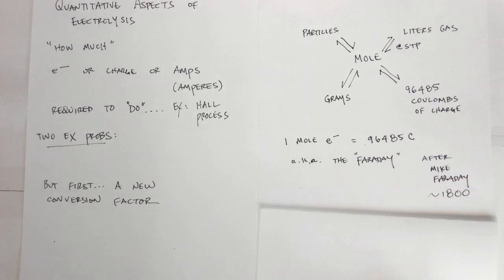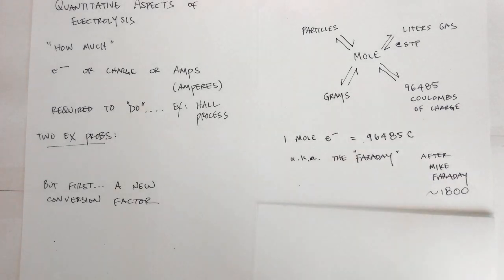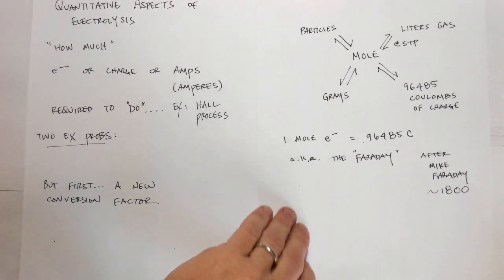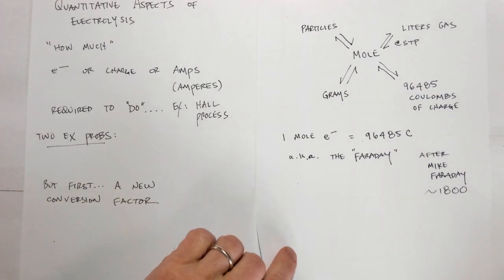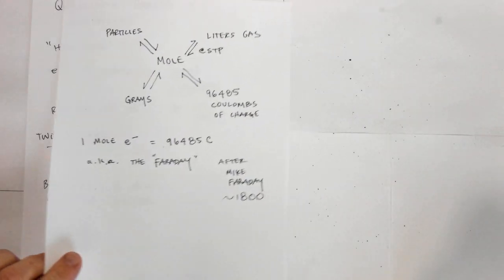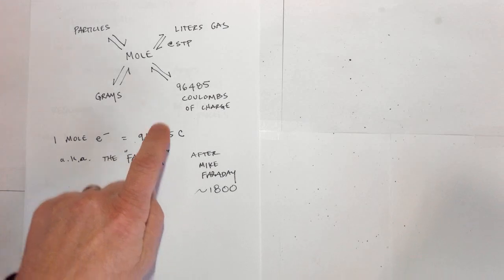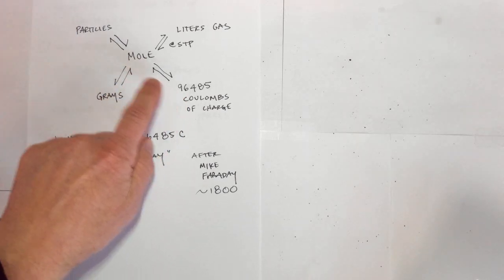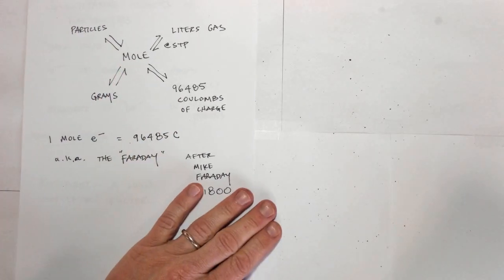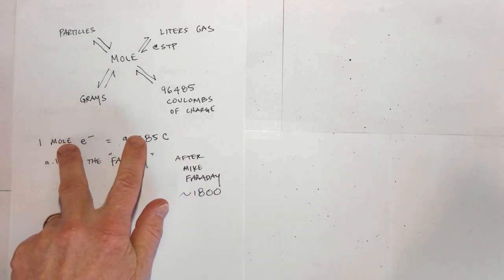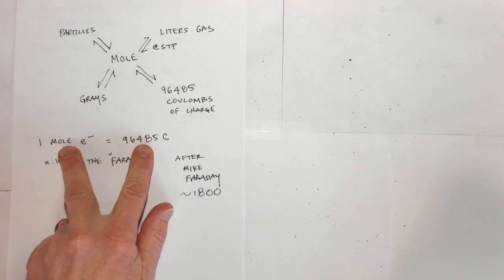It's named after Michael Faraday, who around the 1800s made lots and lots of discoveries about electrolysis, or energy, and numerous different scientific discoveries, one of which is the amount of charge in a mole of electrons. So this is known as the Faraday constant, and we can use it as another step, or another conversion factor, to get us into electrons and charges.